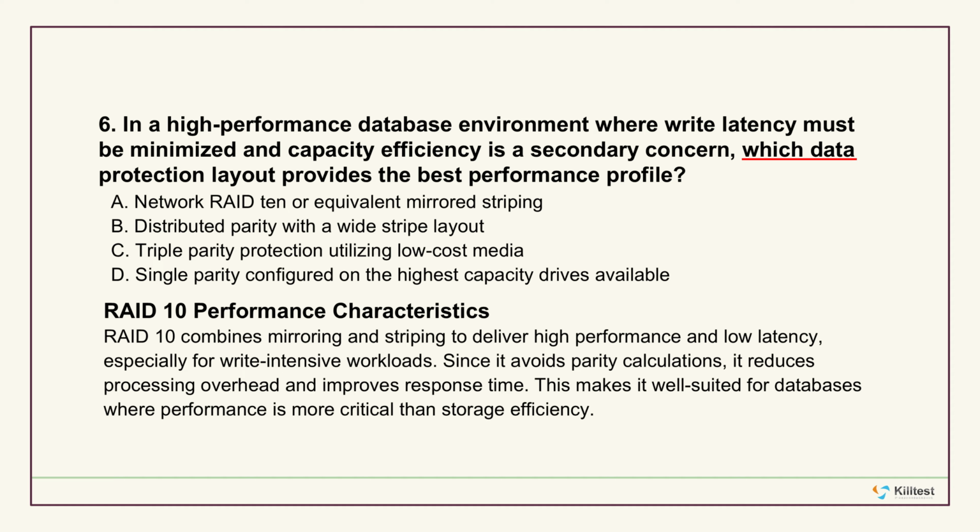The correct layout here is A, network RAID 10 or equivalent mirrored striping. The prompt explicitly states that write latency must be minimized and capacity efficiency is secondary. Which is a huge clue. A massive clue. That tells us immediately to avoid options B, C, and D because they all rely on parity protection schemes. Right, and in a Tier 0 database environment, parity is a massive bottleneck, isn't it?